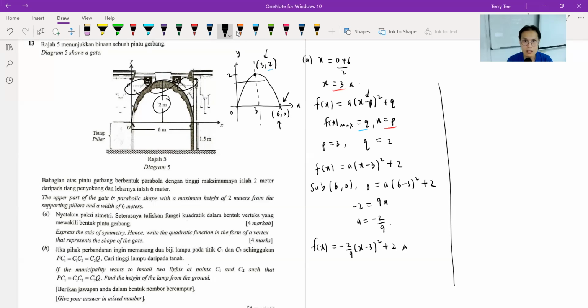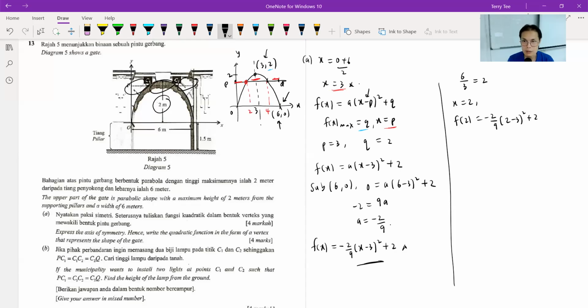Now, if all 3 are of equal length, and we know the length from P to Q is 6 meters, we just take 6 divided by 3, the value is 2. Meaning, this is now 2. And if you plus 2, 2 plus 2, it gives us 4. These 3 must be of equal length, right? Our job is to find the height of the lamp from the ground. So we know your x value equals 2. Now that we know our formula for f(x), we can sub 2 inside, -2/9 (2 minus 3) squared plus 2.